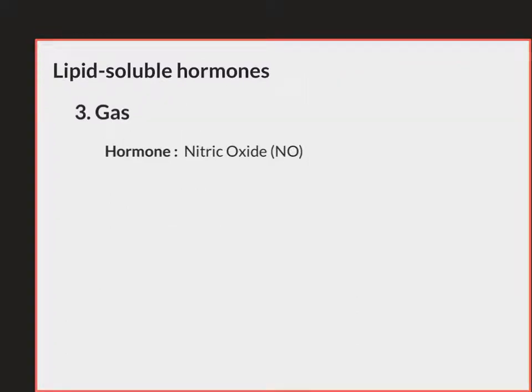The final type of lipid-soluble hormone is gas, specifically nitric oxide. Nitric oxide is a gas that serves as both a hormone and a neurotransmitter. It is secreted by the endothelial cells that line blood vessels.